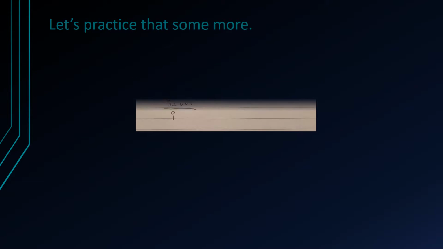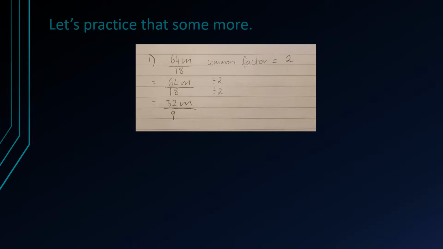Let's practice that some more. So in this one we've got 64m over 18. And so what we can have a look at here is a common factor that is 2. They're both top and bottom divisible by 2. So 64m divided by 2 gives us 32m. And 18 divided by 2 gives us 9. So the simplified version of this sum is 32m over 9.